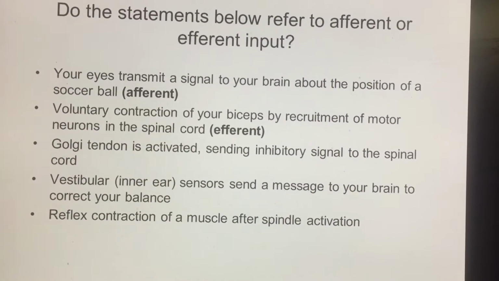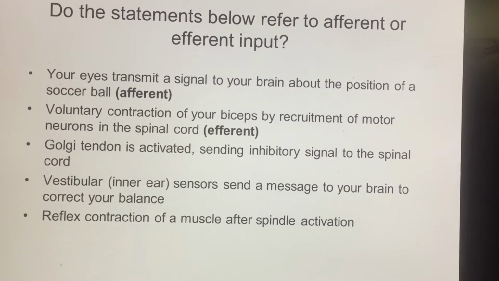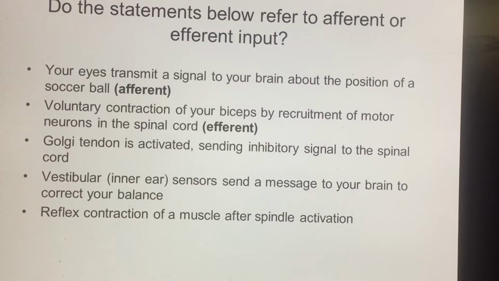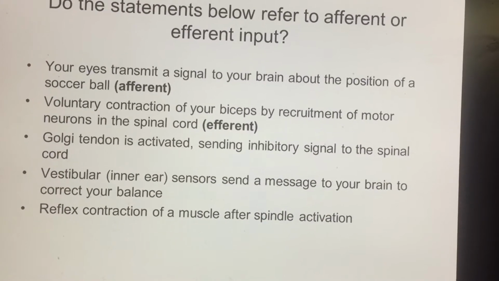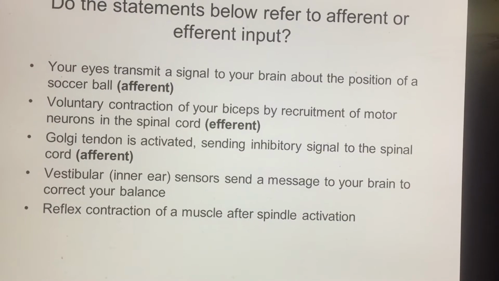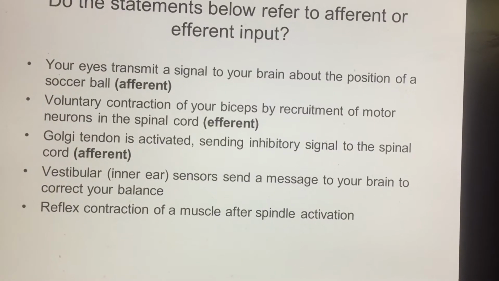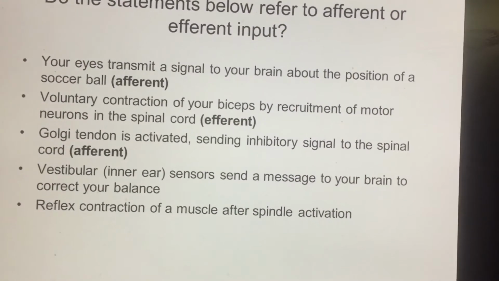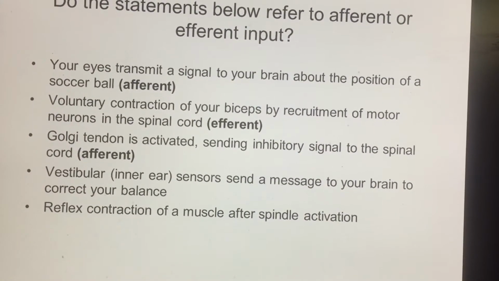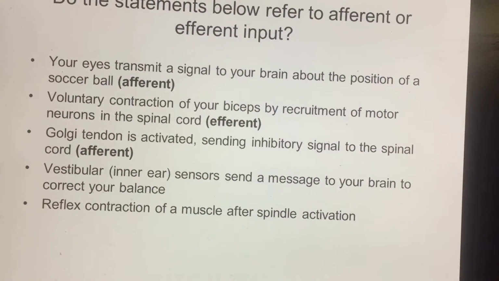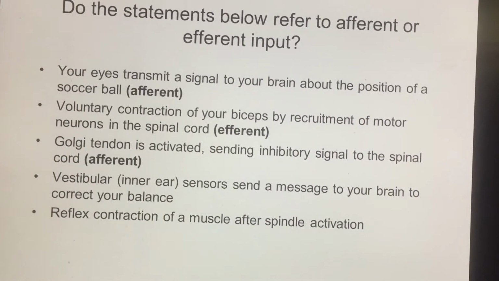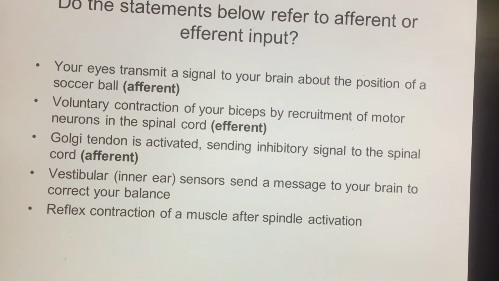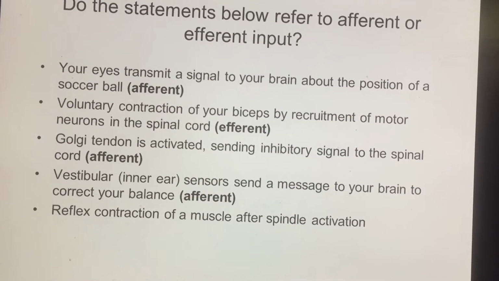That is efferent. Golgi tendon organ is activated, sending inhibitory signal to the spinal cord. This is going from a receptor back to the central nervous system. That would be afferent. Vestibular or inner ear sensors sending a message to your brain to correct your balance. So these receptors in your ear are important for maintaining balance. And so this is another example of a signal being sent from receptors to your central nervous system. So this again would be afferent.